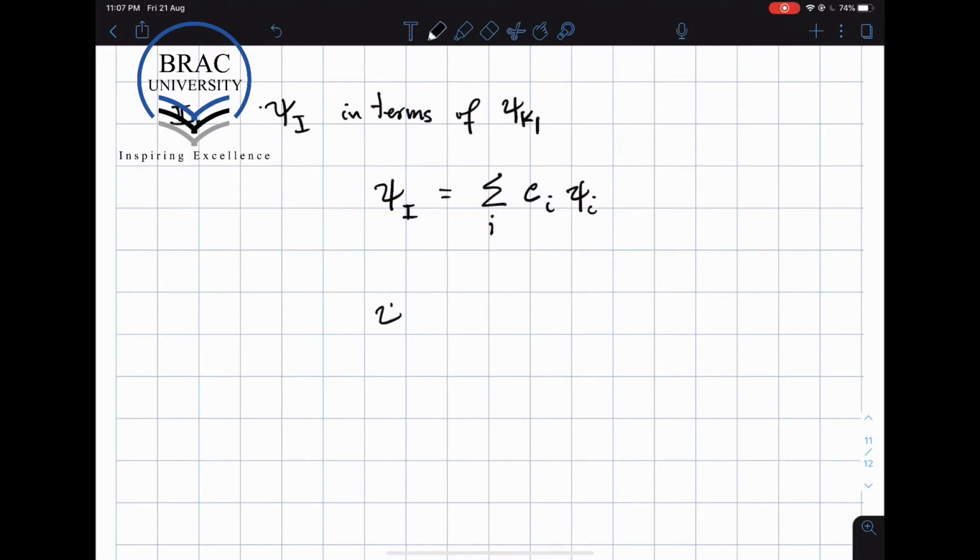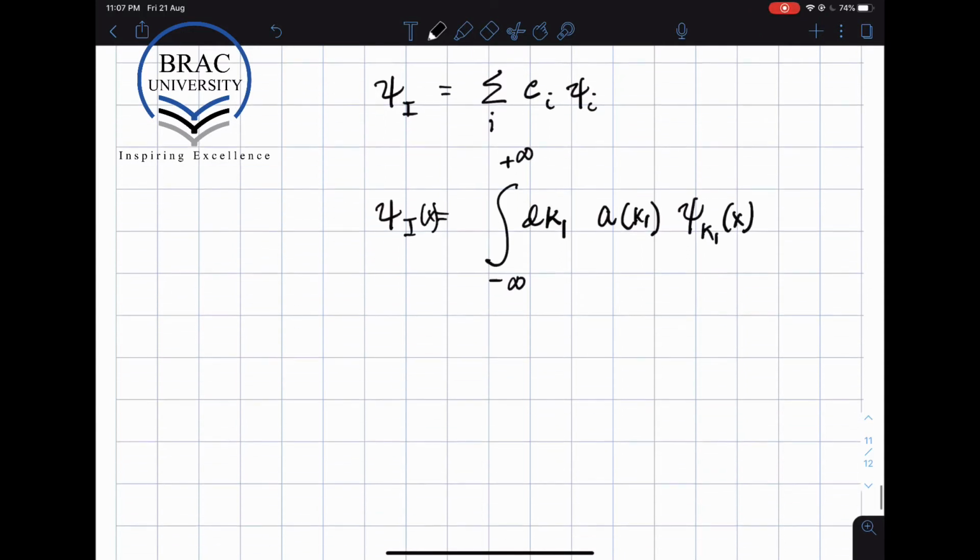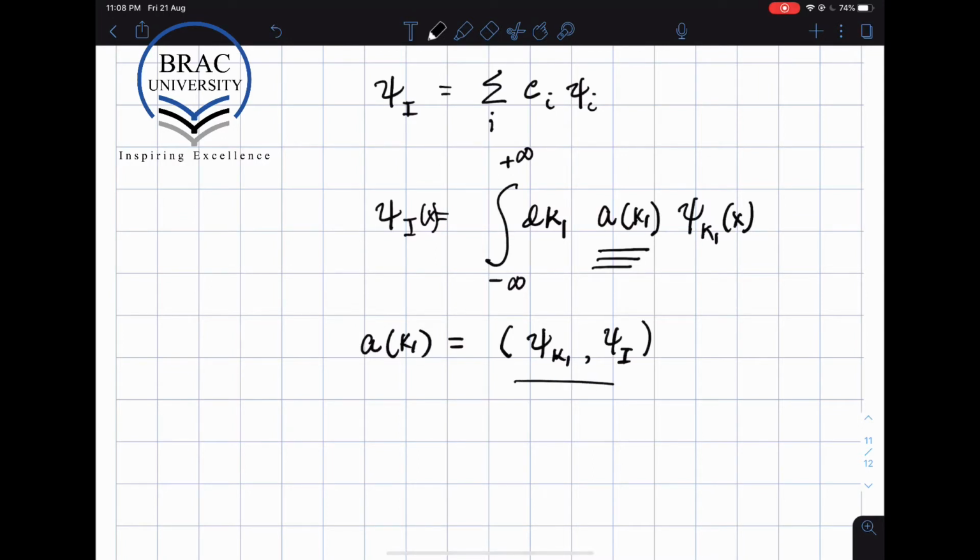So in our case, psi I is going to be given by some integral over all of k. So let's call it k1. And the coefficient c_i will be called A of k1. And then we have psi of k1 of x. This is going to be our psi I of x. So now we have to find out what A of k is. To find A of k, we know how to find this. This is just given by the inner product of psi of k1 with psi I. This is what we discussed earlier today in the lecture. So we have to compute what this integral is.